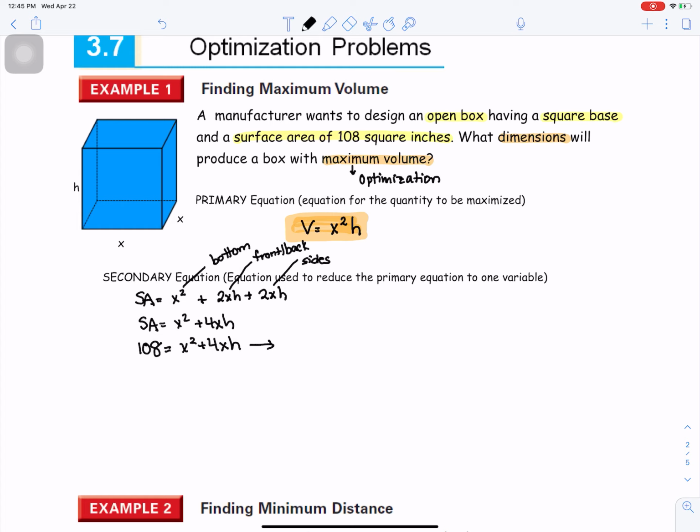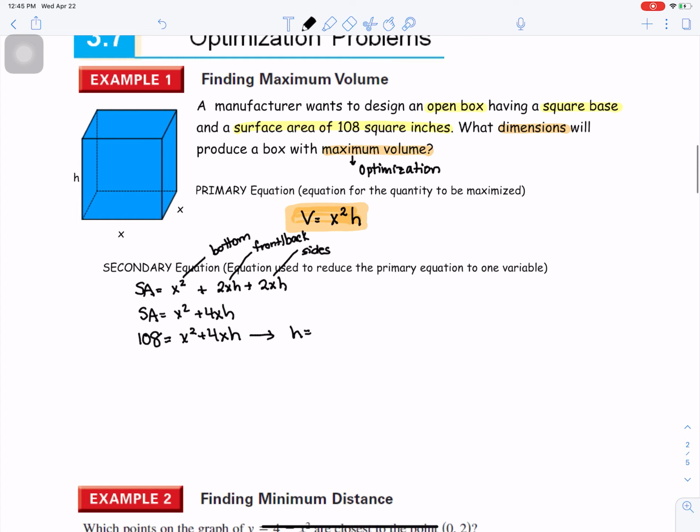You want to ask yourself which variable is easier to solve for, and there's a single h in there, so I'm going to isolate for h. So I'm going to subtract x squared on both sides, and then divide both sides by 4x, and I get h. Now let's think about what needs to be true for my box.